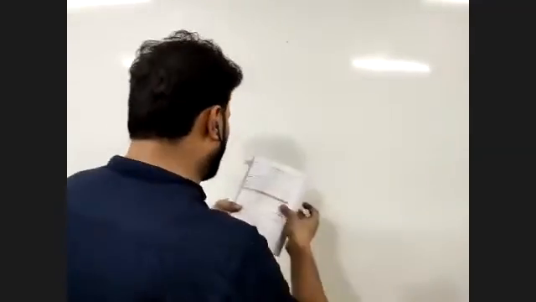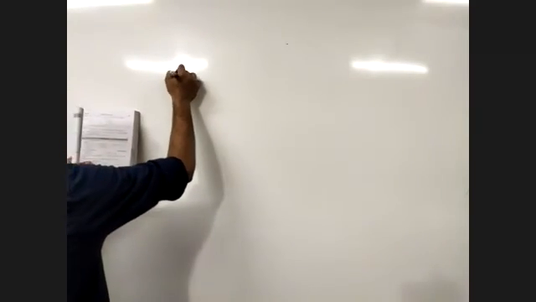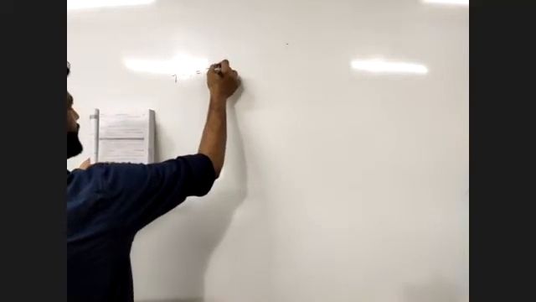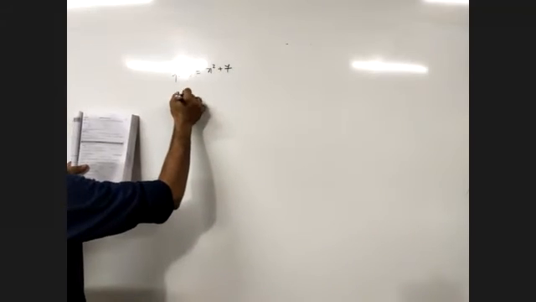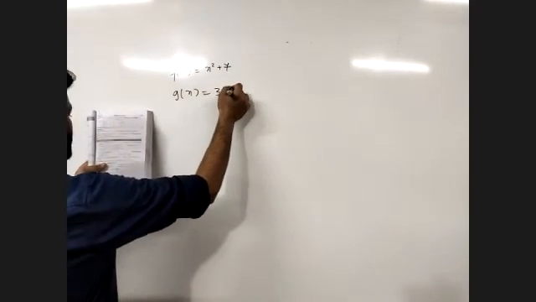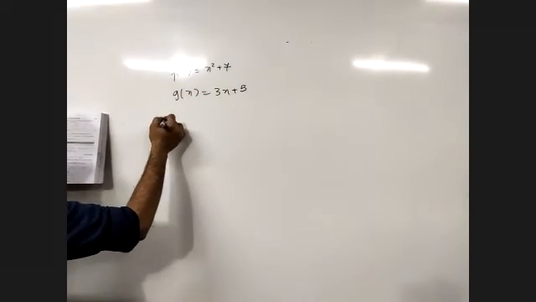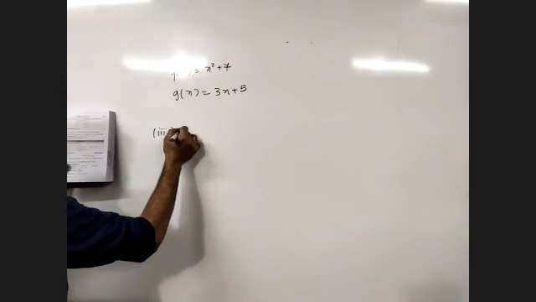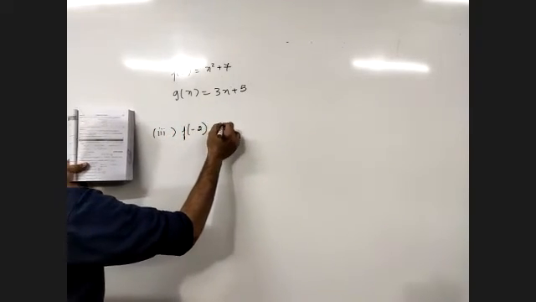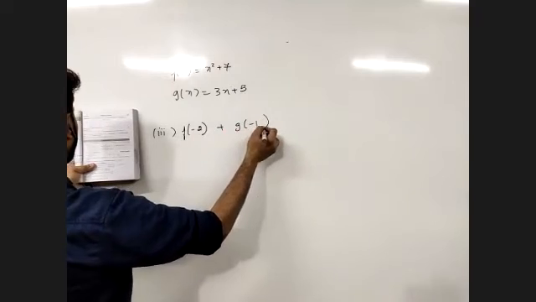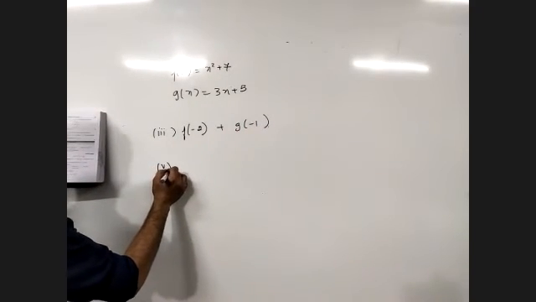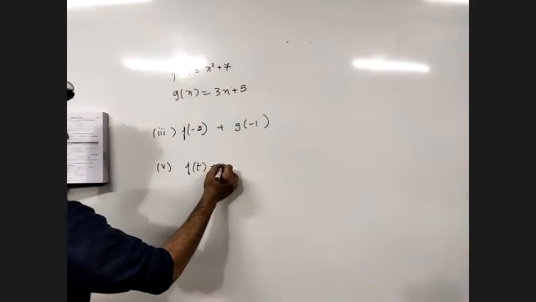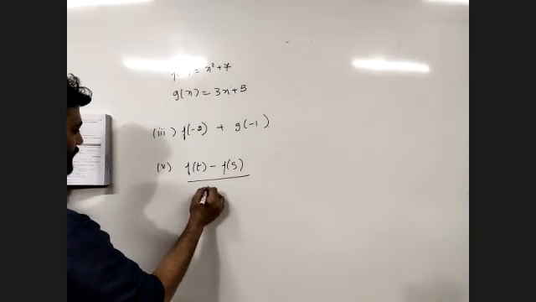F and G are real functions defined by f(x) equal to x square plus 7 and g(x) equal to 3x plus 5. What we need to find out is the third part: f of -2 plus g of -1. Then the fifth part: (f(t) minus f(5)) over (t minus 5).